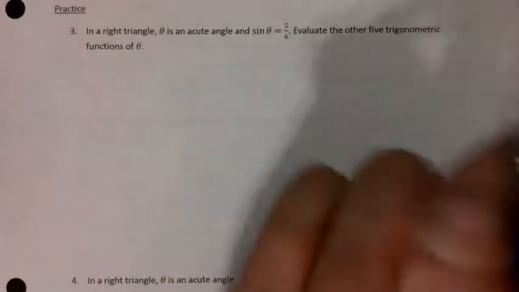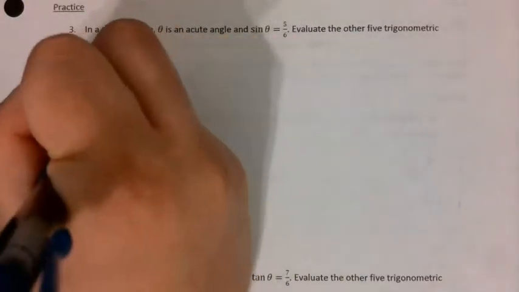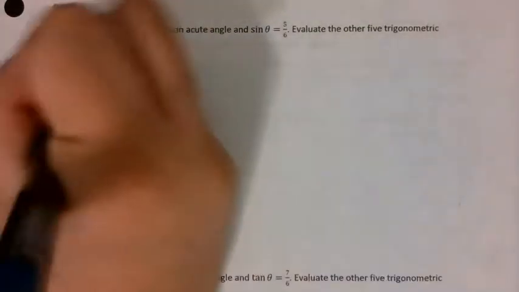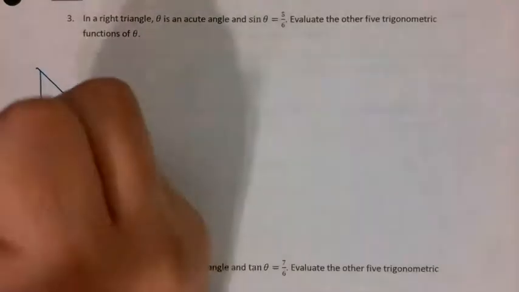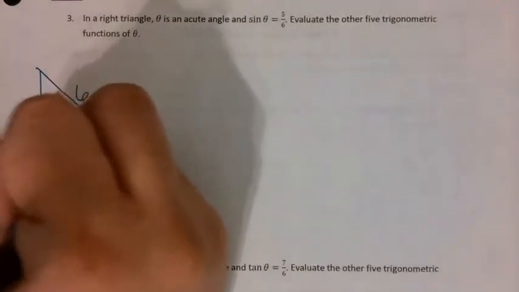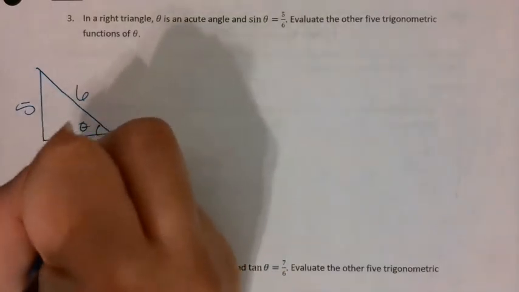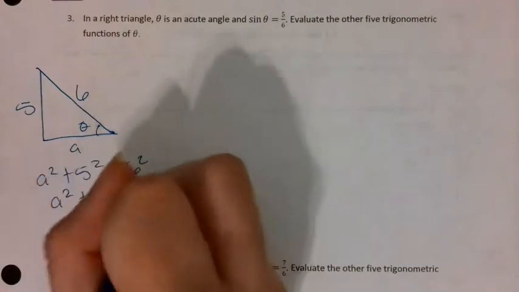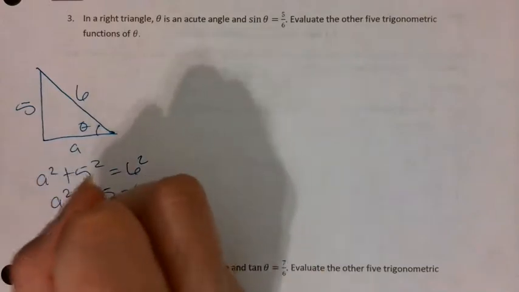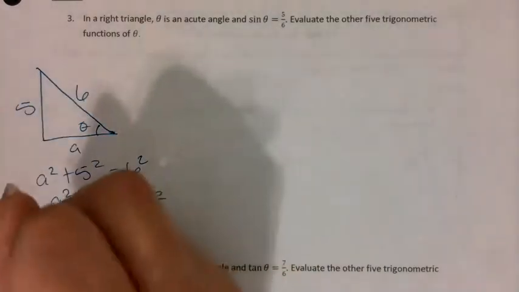Okay, so this one starts off with a sine, so that's opposite over hypotenuse, so 5 over 6. Then I want to solve for my a. I have a squared plus 5 squared equals 6 squared. A squared plus 25 equals 36. Subtract 25 on both sides. I get a squared equals 11. Take the square root. I can't take the square root of 11.